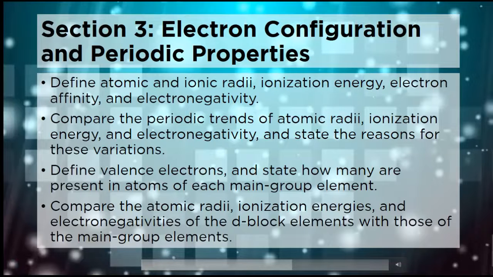So in this section, we're talking about electron configurations and periodic properties. We're going to learn some different properties like atomic and ionic radii, ionization energy, electron affinity, and electronegativity. And then we're going to look at the trends of each of those properties and how they relate to the periodic table.